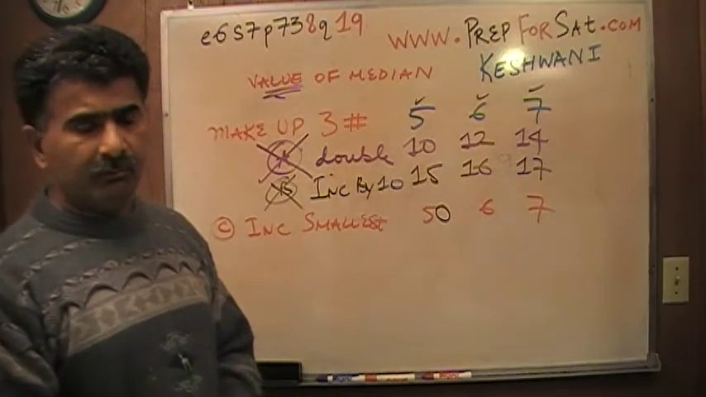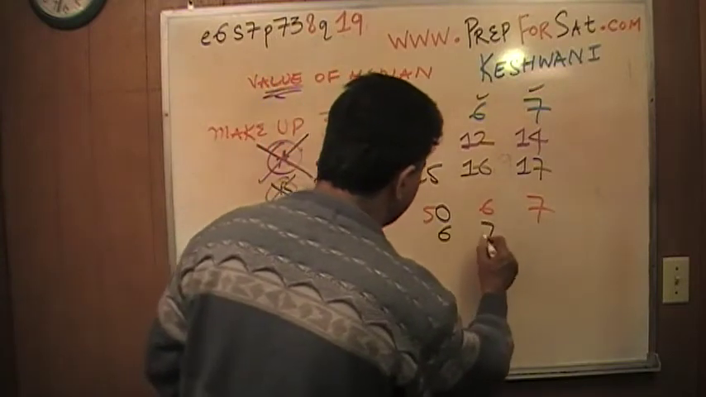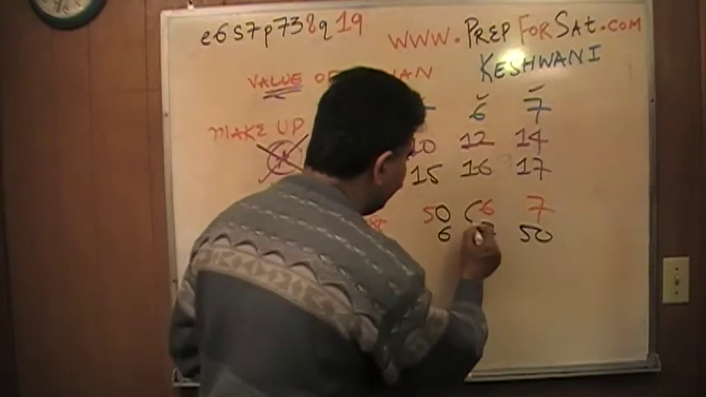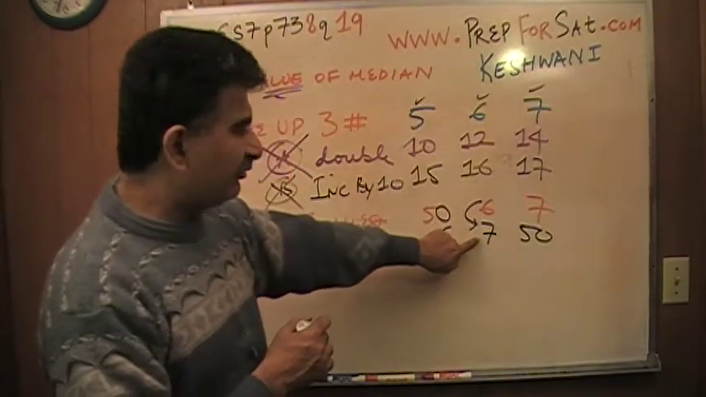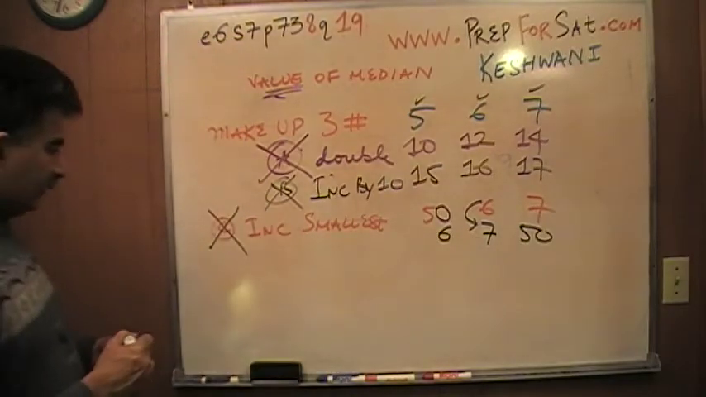So does that affect the value of the median? Of course it does, because now we have to rearrange them. The new order is going to be 6, 7, and 50. The new median is 7. It's no longer 6. The value of the median has changed. This thing is no good. Let's look at D.